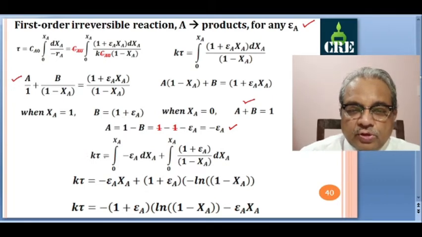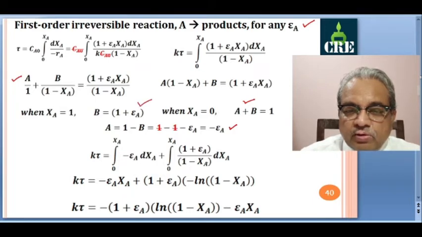So we substitute here k tau. First part, A is minus epsilon A into dxa, 0 to xa. Then we get the B value, (1 plus epsilon A) divided by (1 minus xa) dxa. When we solve this further, integral 0 to xa dxa is simply xa, so minus epsilon A into xa. This 1 plus epsilon A is constant taken outside. Integration of 1 upon (1 minus xa) is minus ln of (1 minus xa). After substituting this limit of 0 to xa, we get this.